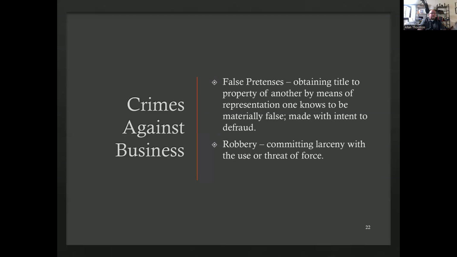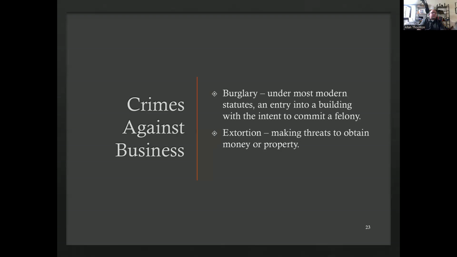This can happen to businesses, especially to banks and those types of things. Someone will fraudulently try to obtain title to property. Someone has a mortgage out, and a person will go in and assume title to that land or that property when they do not have a legal claim to it. Robbery is when we commit larceny with force or threat of force. All right, so that is what robbery will be.